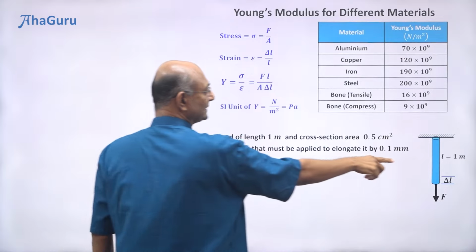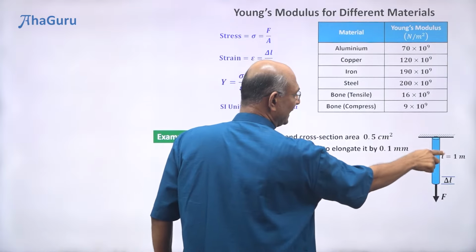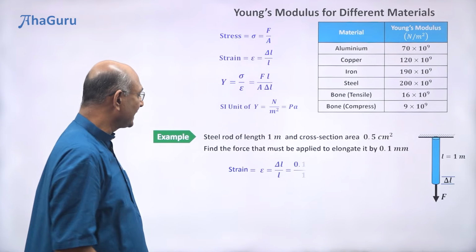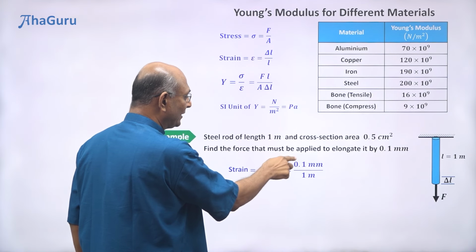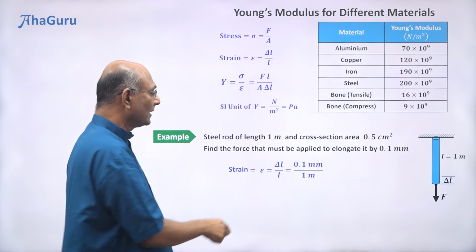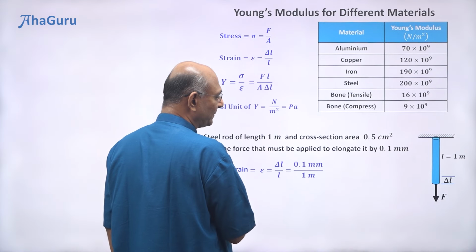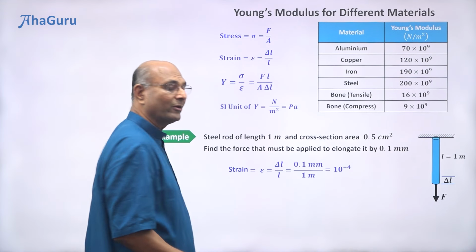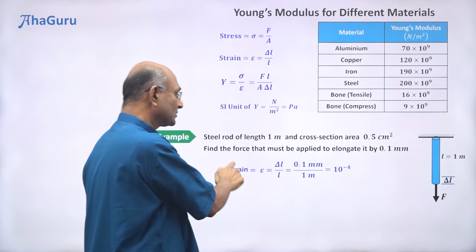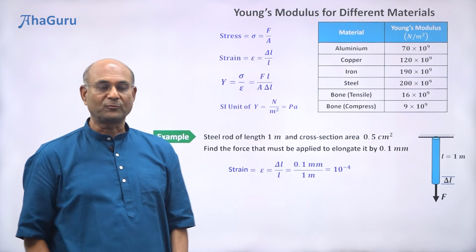So first, let us calculate what is the strain, delta L by L. So strain in this case is delta L by L, 0.1 millimeters by 1 meter. Convert millimeters to meters, 10 power minus 3. So 0.1 into 10 power minus 3, meter cancels. You're going to get 10 power minus 4. So strain epsilon is 10 power minus 4.